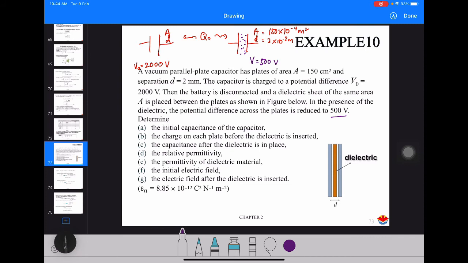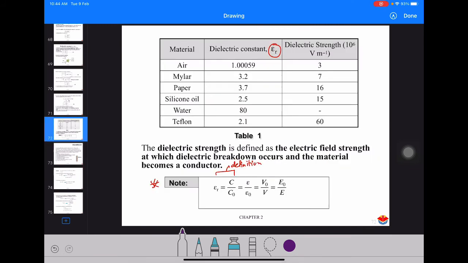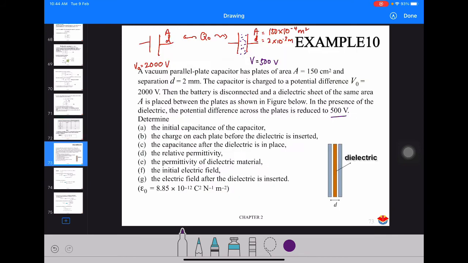Okay, A, the initial capacitance of the capacitor. You have A, you have D. If that one's in vacuum or air, you can calculate. So air is 1.00, so you can use straight away C equals epsilon naught A over D. We put that one as C naught as well, because we want to differentiate between C and C naught. C is once you have the dielectric materials, and C naught is the initial before you have any dielectric materials. So in between those is just air.